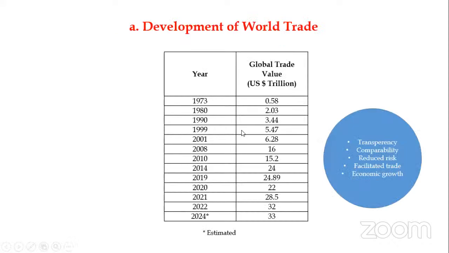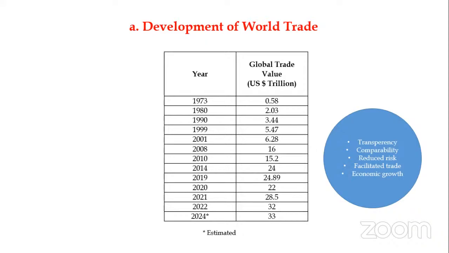So, development of world trade. Look at the statistics. In 1973, when IASC was formed, global trade in terms of exports and imports was just 0.58 trillion. In 2000, it increased to 6.28 trillion US dollars. Year on year, look at the statistics. In 2022, it was 32 trillion US dollars. What I'm trying to say is, if our exports and imports have to grow, we want quality accounting standards.